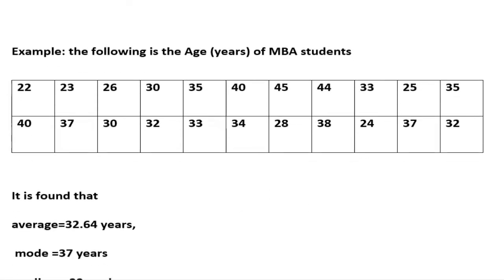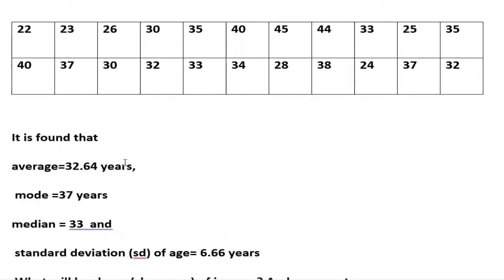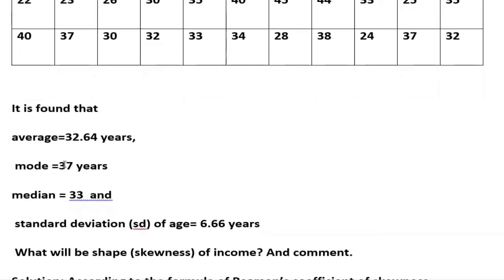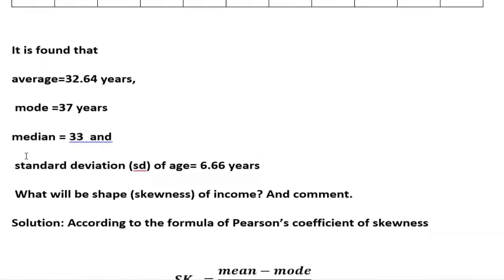These are the ages of the MBA students in a university. From here, if you calculate the mean age, or average age, we get 32.64 years. Mode will be 37 years. Median will be 33 years, and the standard deviation of age will be 6.66 years. So we know the mean, median, mode, and standard deviation.